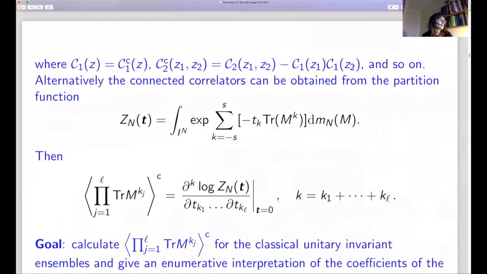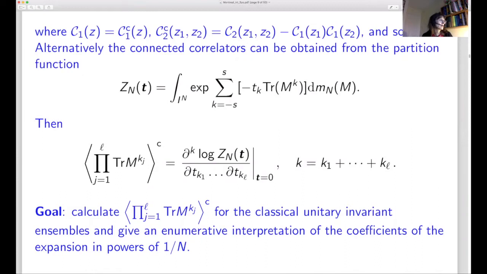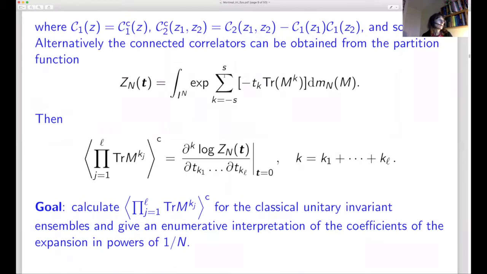Another way to introduce this correlator is to introduce a partition function Z_n(t) with respect to the probability measure that I originally considered: Laguerre, Jacobi, or the Hermitian. Then you introduce some times t_k, with k from minus s to s, and you let this s go to infinity. What we get is that this multipoint connected correlator, trace m^{k_j}, for j from 1 to l, is simply the derivative of the partition function with respect to t_{k_1}, ..., t_{k_l}, the times that I've introduced. The k here and the k here have to be the same, and then we evaluate at t equals 0. This is the way to get the multipoint correlators.